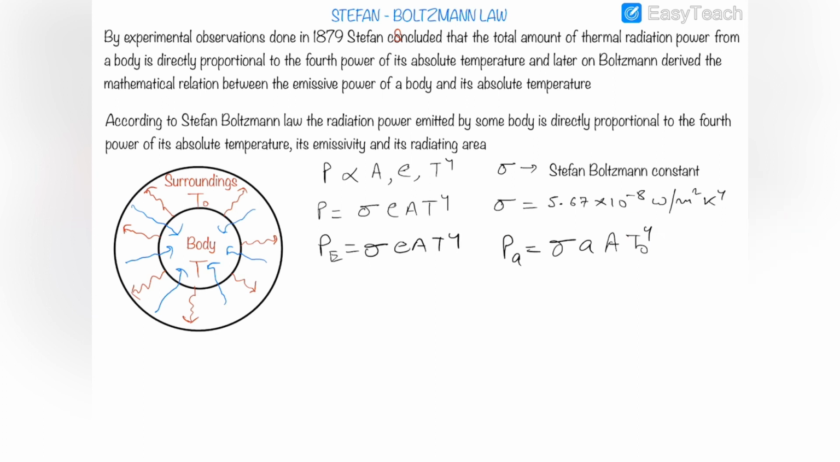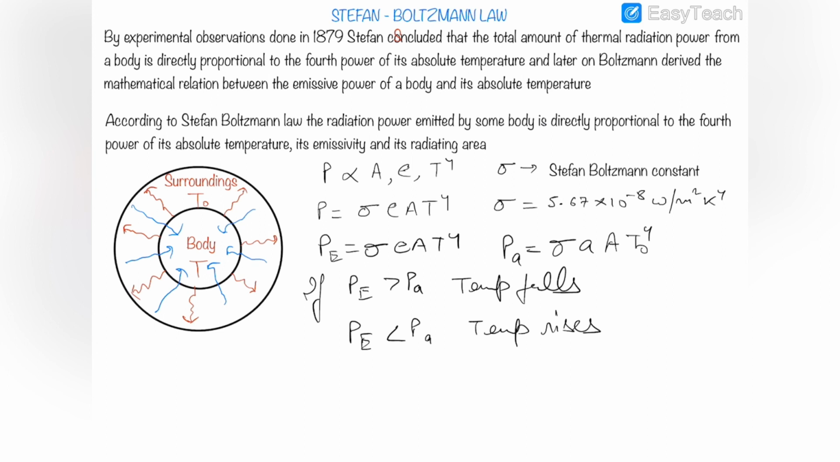Okay, so if the emitted power is greater than the absorbed power, then the temperature of the body falls. Obviously, the body is emitting more power. And if the emitted power is less than the absorbed power, then the temperature of the body rises. And if these are equal, then the temperature remains constant.